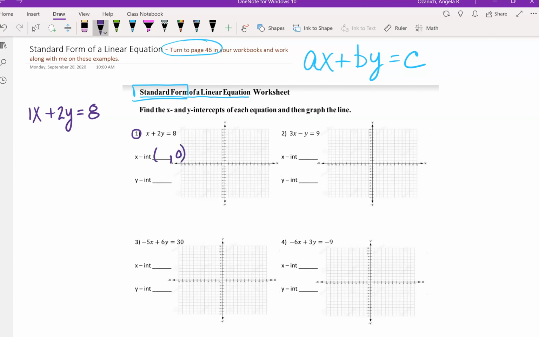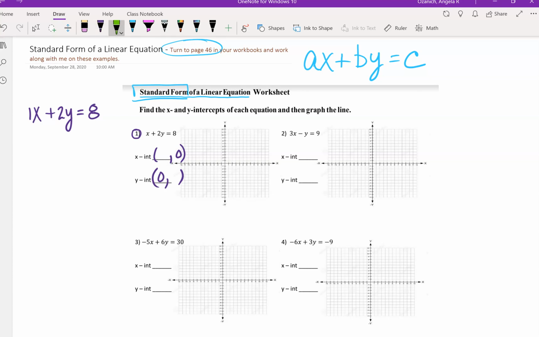Okay, so just a reminder, if we're finding the x-intercept, then 0 is going to be our y value. And if we're finding the y-intercept, then 0 is going to be our x value. So basically what we're doing is we're trying to figure out where the graph crosses the x-axis and where the graph crosses the y-axis by doing a substitution.